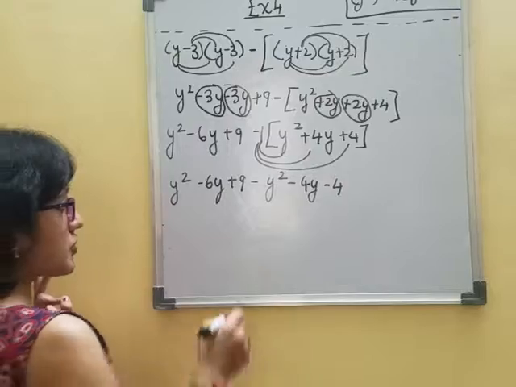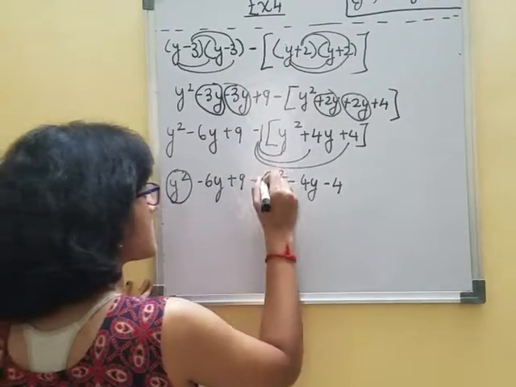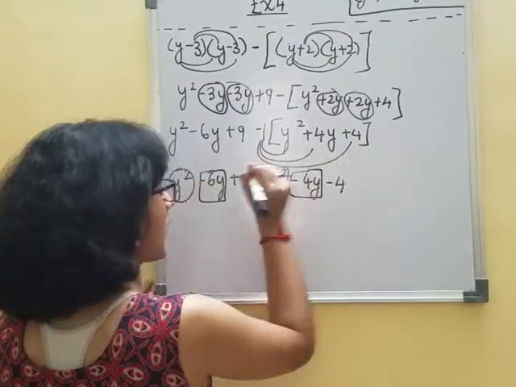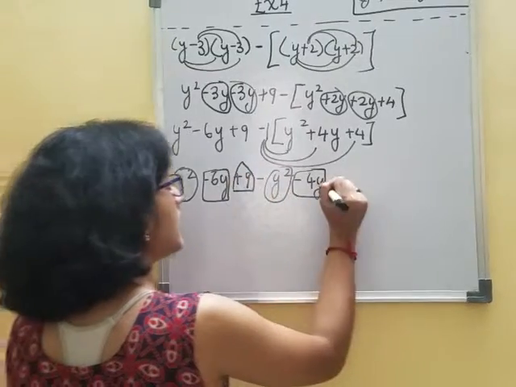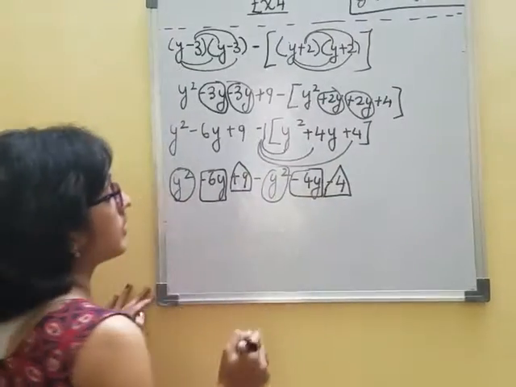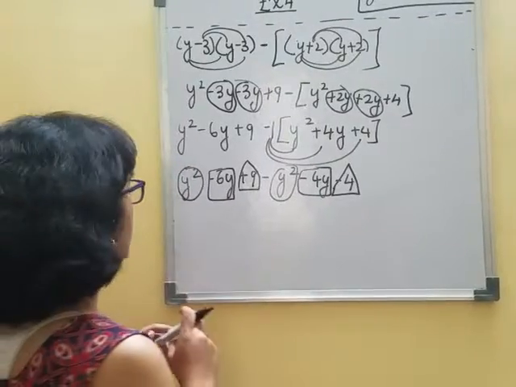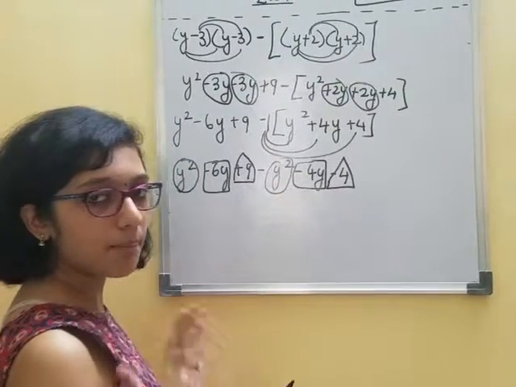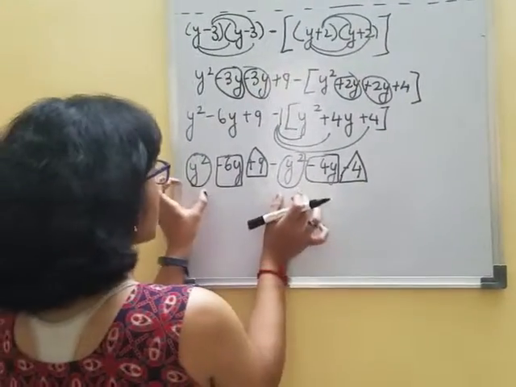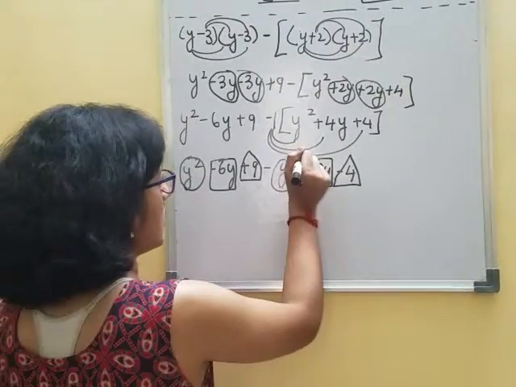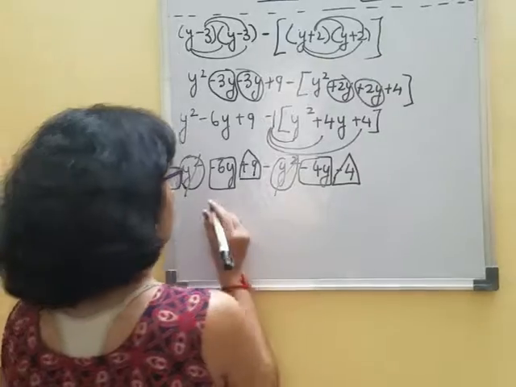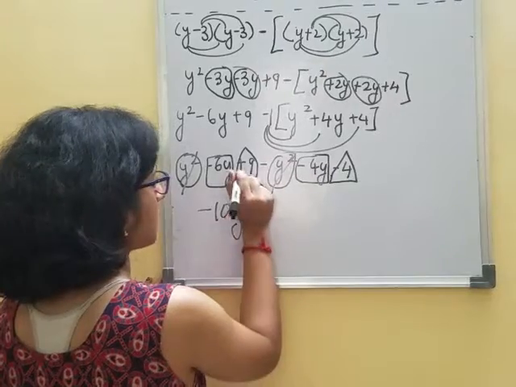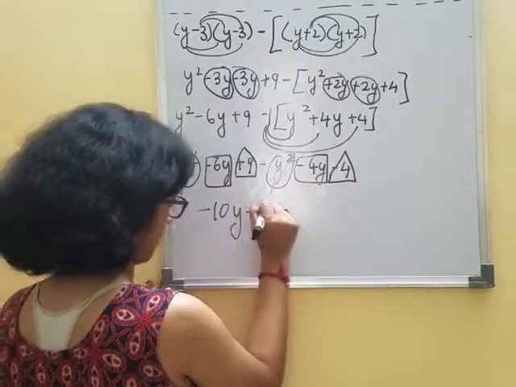So now I am going to circle all of my y squared terms. I'm going to square all of my y terms. And I'm going to draw a triangle around all the constants. So now we can do it easily. I recommend drawing shapes on every like term because it really helps you combine them much more easily. So y squared minus y squared is 0, so I'm going to just cancel them out. Minus 6y minus 4y is minus 10y. And plus 9 minus 4 will be plus 5.